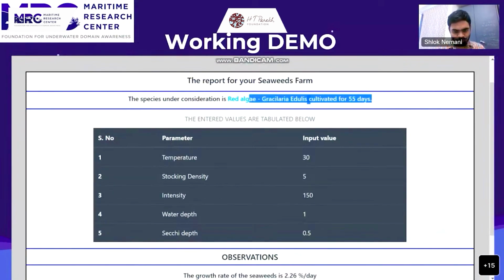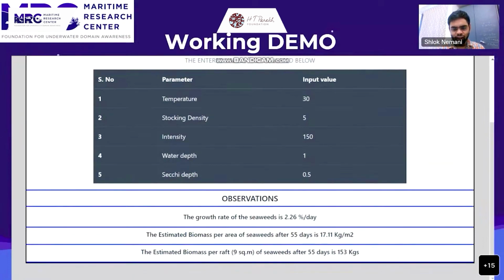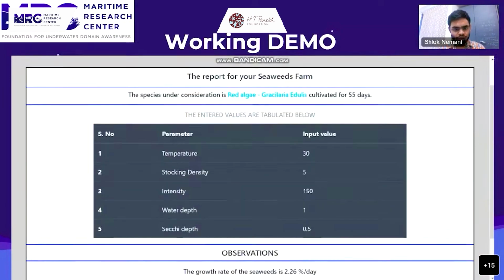So it gives the growth rate of the seaweeds in terms of biomass, and it gives the estimated biomass per meter square and the total biomass. This is per raft, in the raft technology. The government or the organizations have proposed a 3x3 meter raft. The total biomass which the cultivator should expect from this should be around 153 kgs of the seed. So that helps him manage his expenses on how much he is trying to cultivate.